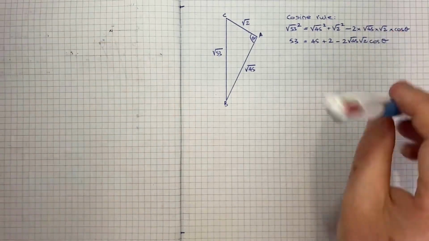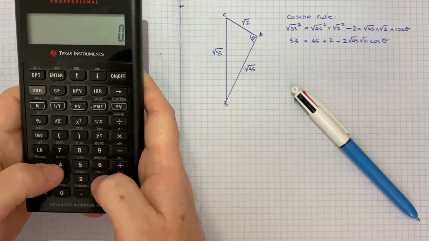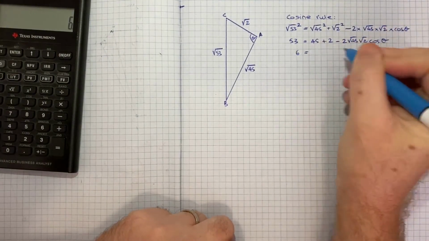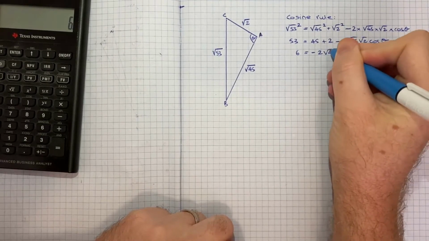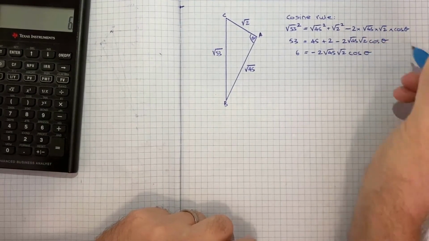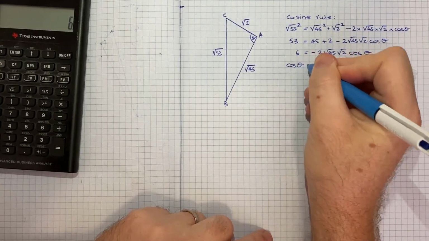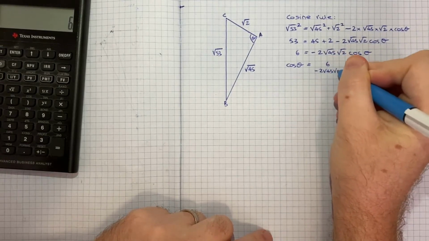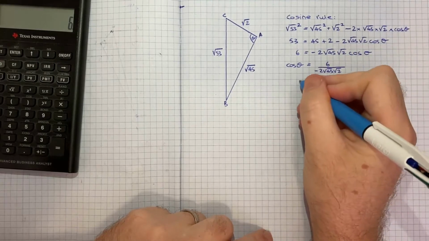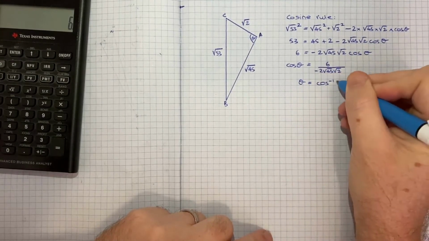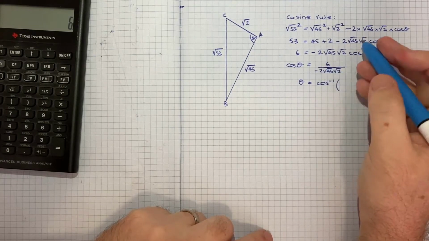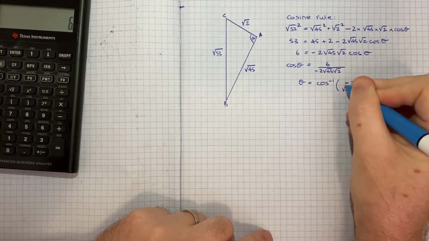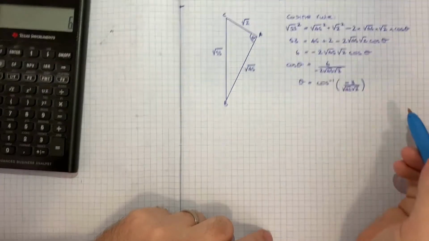So 53 minus 47 is 6, I think. Yep, so we'll get 6 is equal to minus 2 root 45 root 2 cos theta. So cos theta will equal 6 on negative 2 root 45 root 2. So theta will be the inverse cos of the 6 and 2 will divide, so we'll end up with negative 3 over root 45 root 2. So that's our angle here.